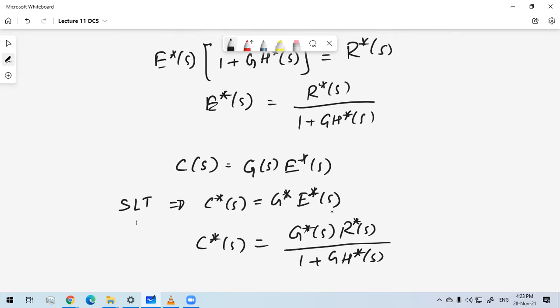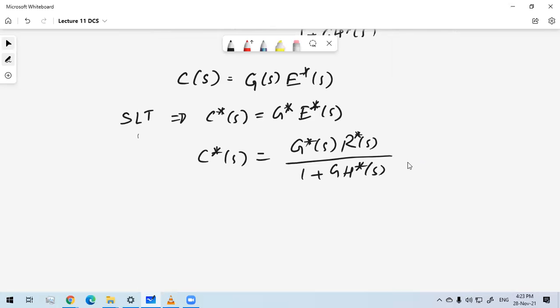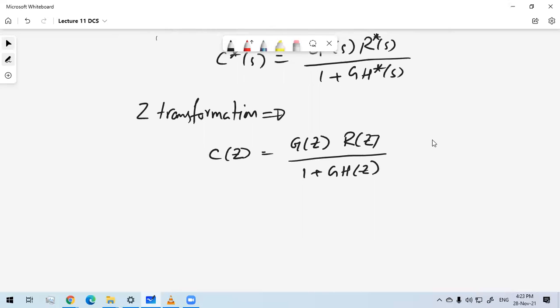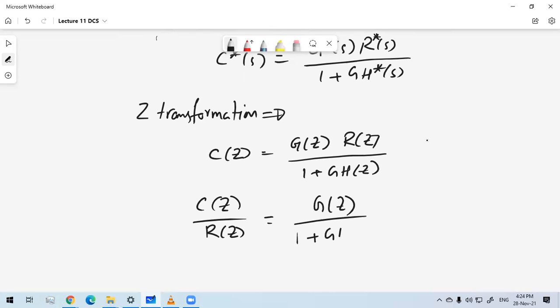Now you have the star transformation, you can easily convert it to the Z transformation. So Z transformation should lead us to C(z) equal to G(z)R(z) by 1 plus GH(z). We are interested in the pulse transfer function, that is the ratio of output to the input. So C(z) by R(z), which is the pulse transfer function, is G(z) by 1 plus GH(z).